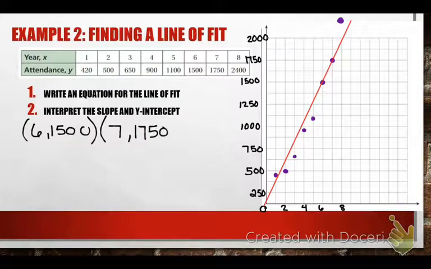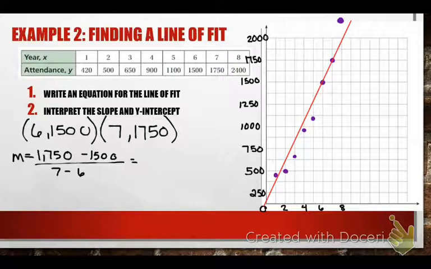All right, so go ahead and calculate your slope. Okay, m equals y2 minus y1, 1,750 minus 1,500, over 7 minus 6. Okay, so what's 1,750 minus 1,500? 250 over what? Over 1.